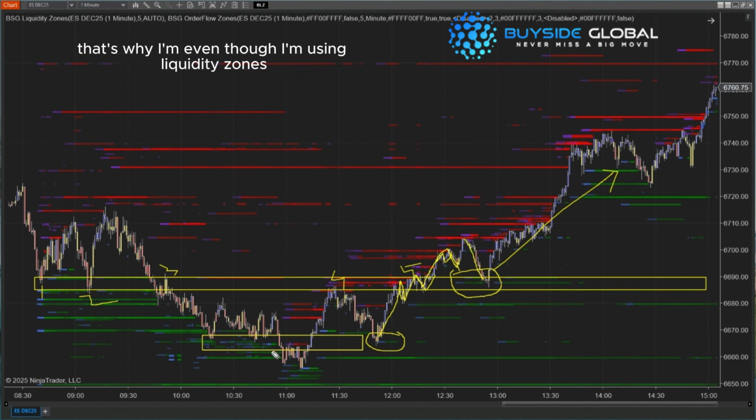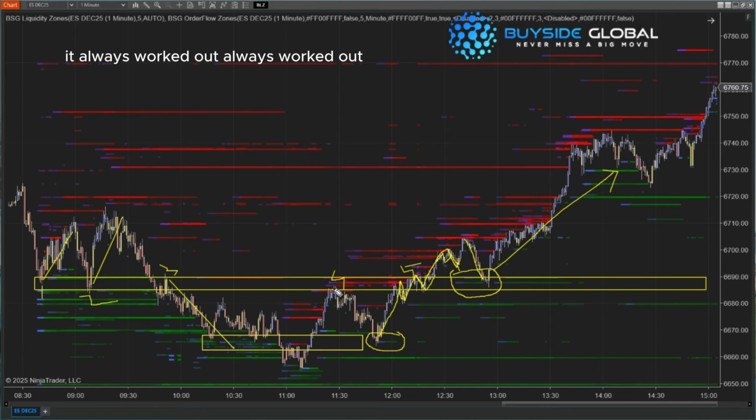That's why even though I'm using liquidity zones, I'm going back to the fundamentals, the foundation of the levels, supply and demand levels. So this level was very, very crucial. You can see anytime you take the trade on this level, it always worked out. Don't you think? That's why the levels are very, very important.